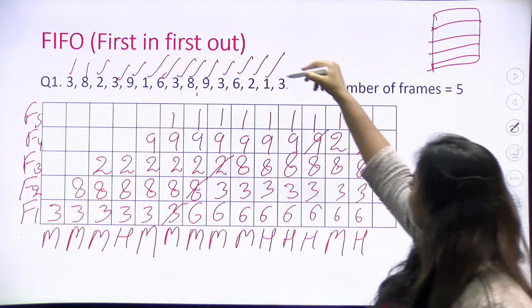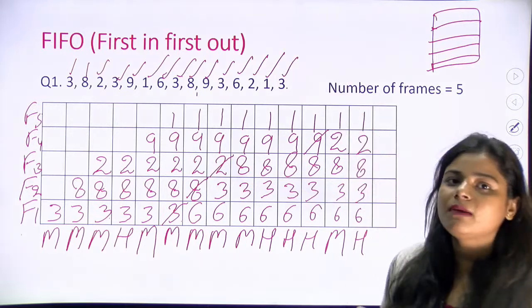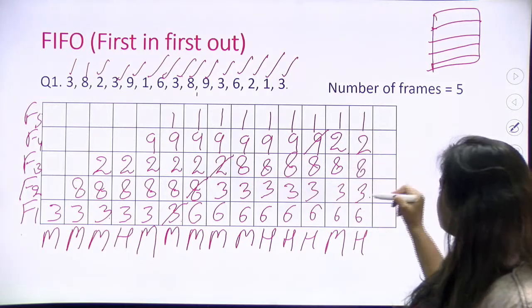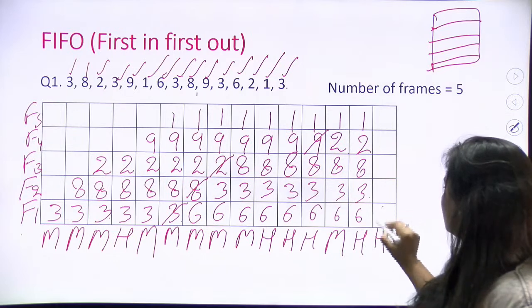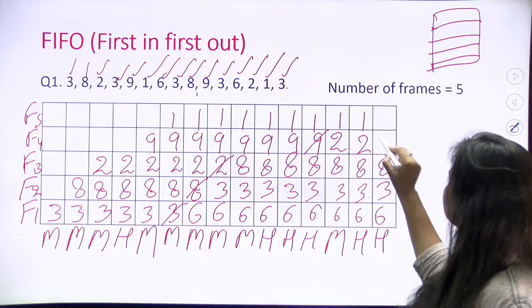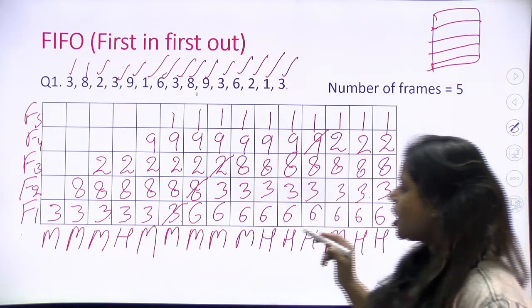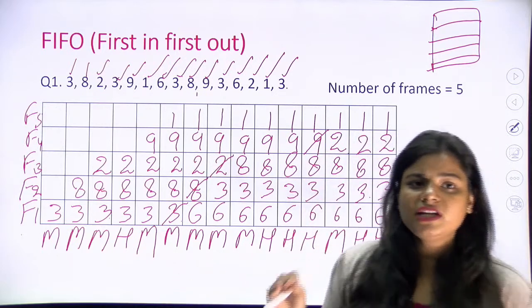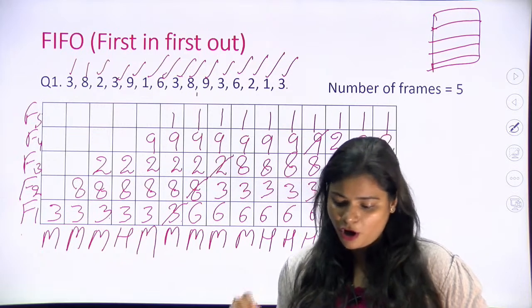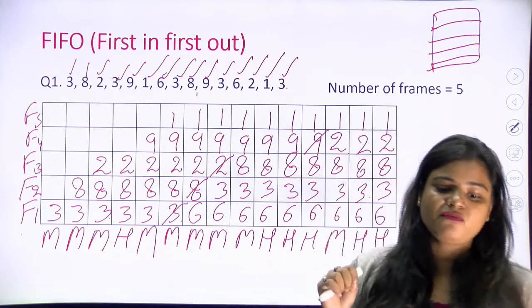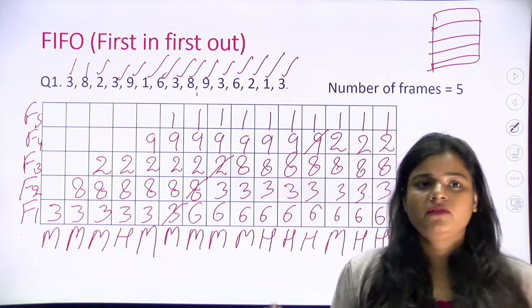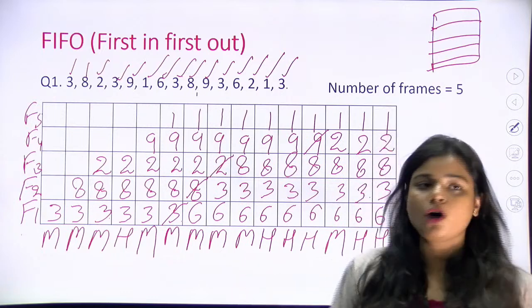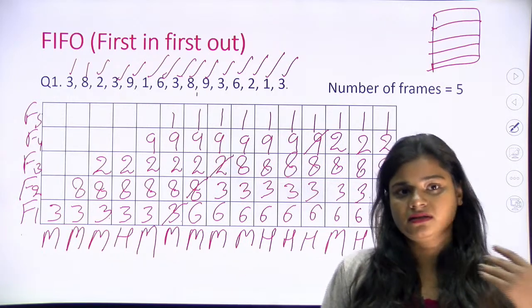Okay. So now we are having 3 inside the main memory. Yes, it is again a hit. Now after calculating all this process, we have to calculate the number of hits and number of misses or page faults. We were already asking how many page faults occur in this question.